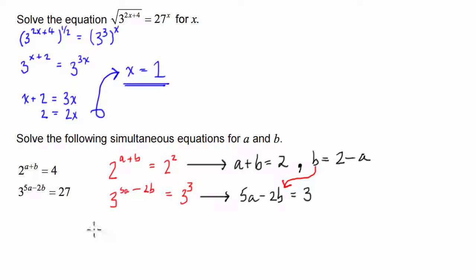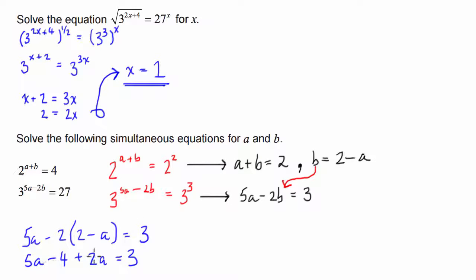Cool. So therefore, if we substitute b into the second equation, we're going to have 5a minus 2b, which we've worked out as 2 minus a, equals 3. We can multiply out that bracket. And from here, we're going to combine our like terms, and I'm going to move the 4 over to the other side in the same hit.